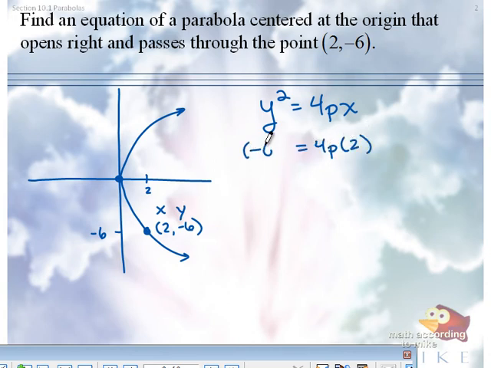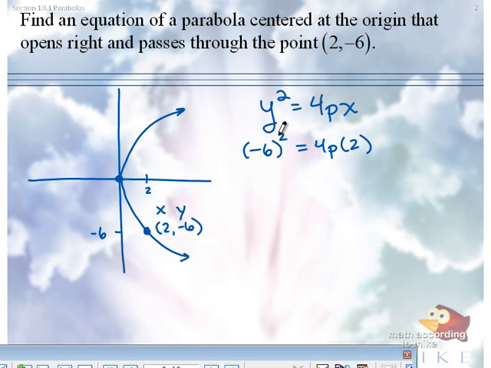So if we put in 2 for x and -6 for y, what variable is left over? P. And that's all you need when you're solving for an equation of a parabola, is just the value for 4P. So you don't actually have to solve for P per se. You could just solve for 4P. You would have to solve for P if they wanted to know where the focus is. But let's just solve for 4P here.